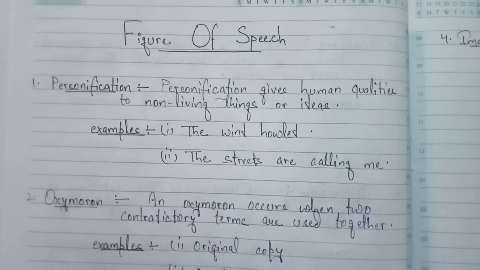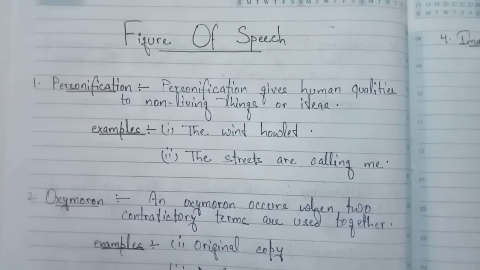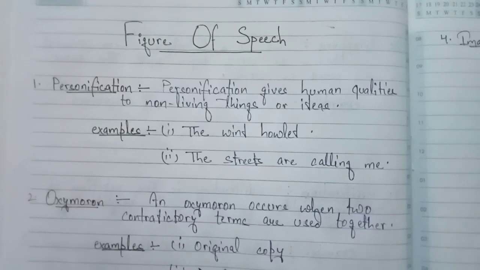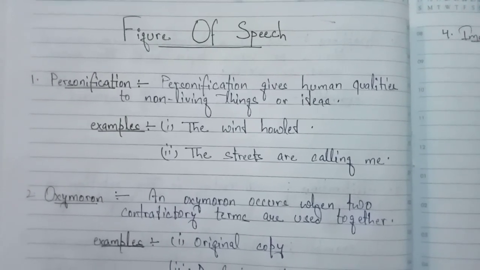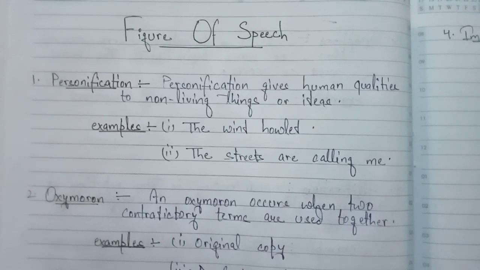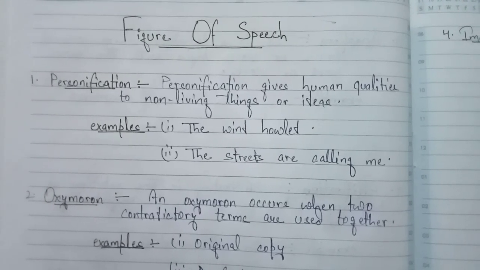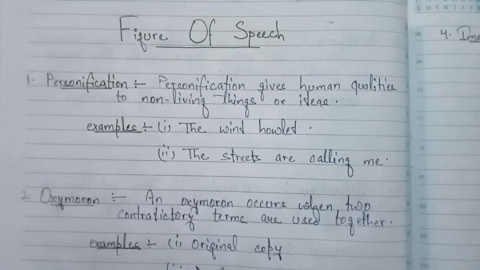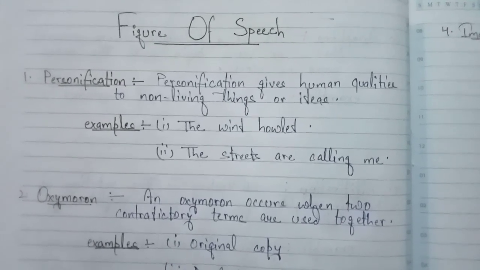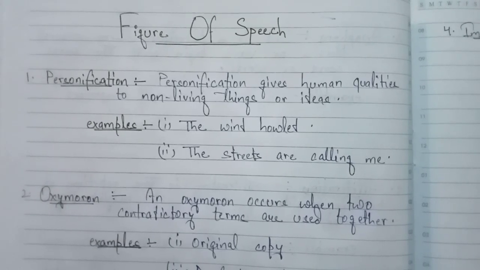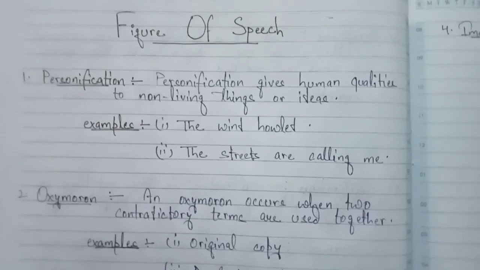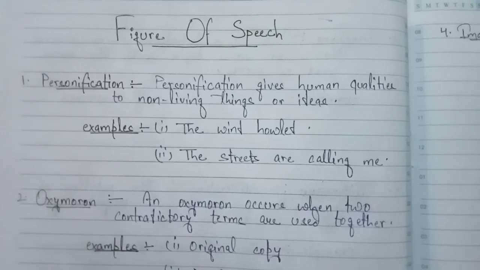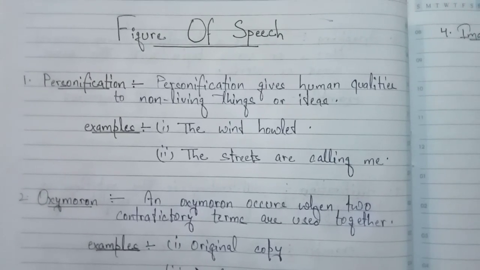Example number 1 is the wind howled. Now we all know that wind is neither a person nor an animal. Okay, so it can't produce any sound. So it can't literally produce any sound by itself. But this sentence is giving you a clear-cut picture of the wind producing a howling sound, and due to which this sentence is bringing the wind into life. Okay, so this is an example of personification.